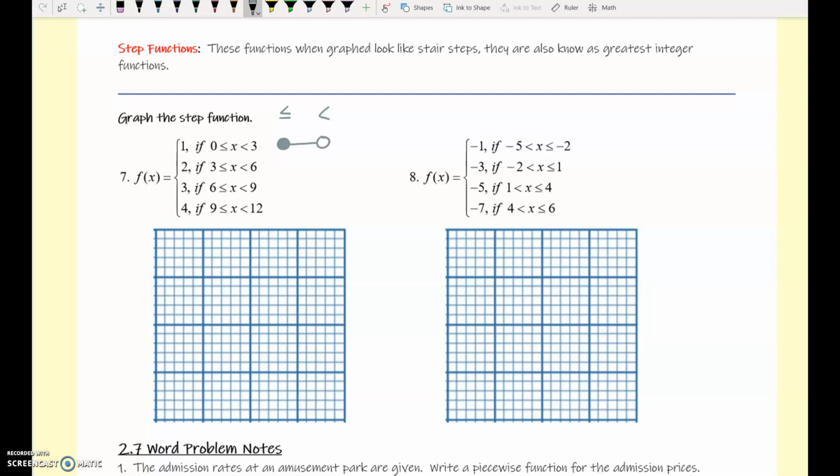Each piece of this graph is going to look like that little chunk right there. Notice it says f of x equals 1. That's a horizontal line at 1. But we're not going to draw the whole horizontal line at 1. We just want the piece between 0 and 3. So 0 up to 3. And I would erase the rest of that line. So there's that little chunk of the graph.